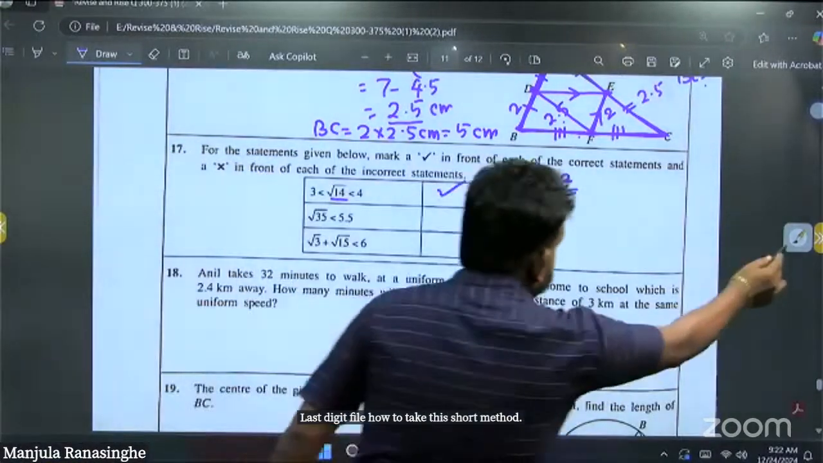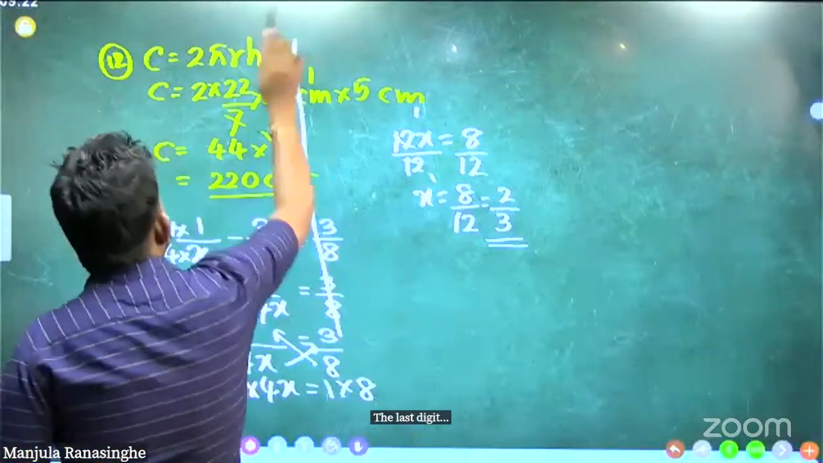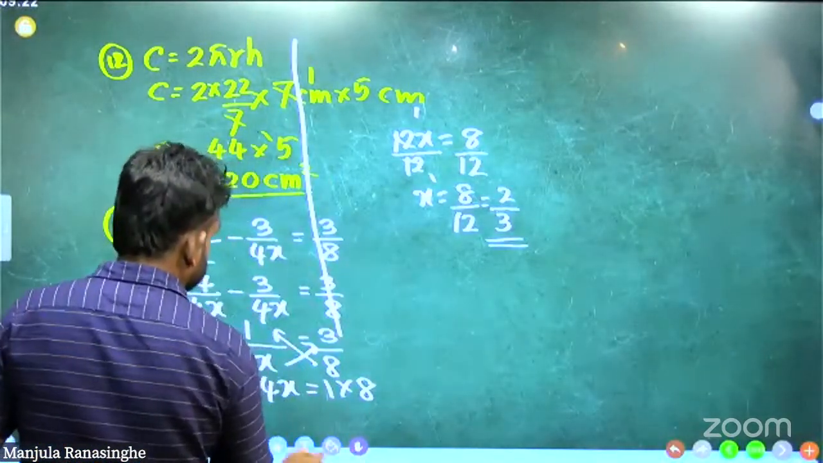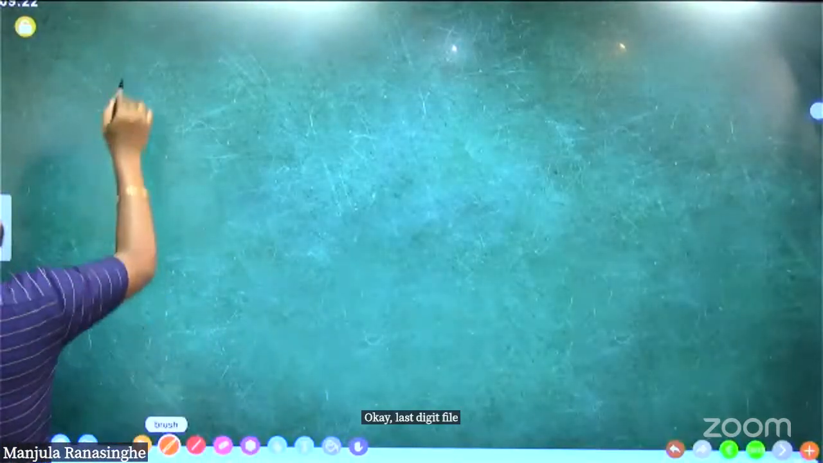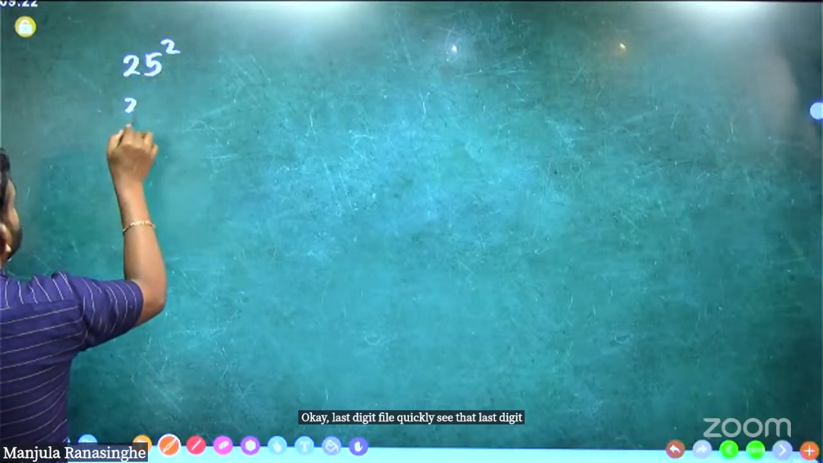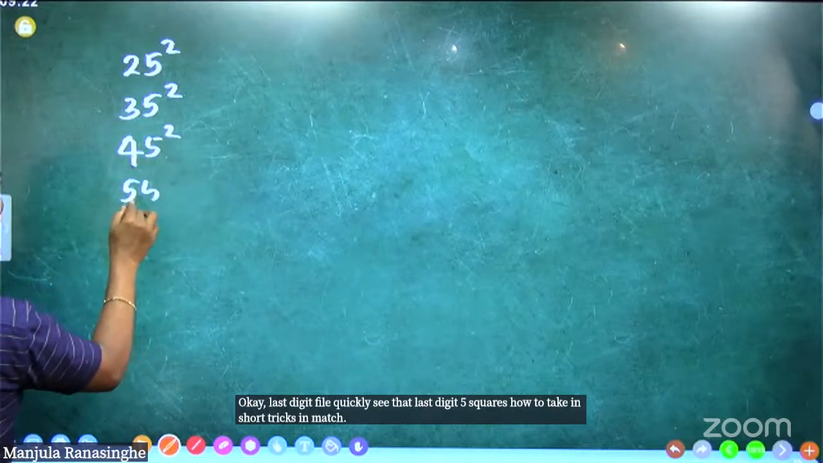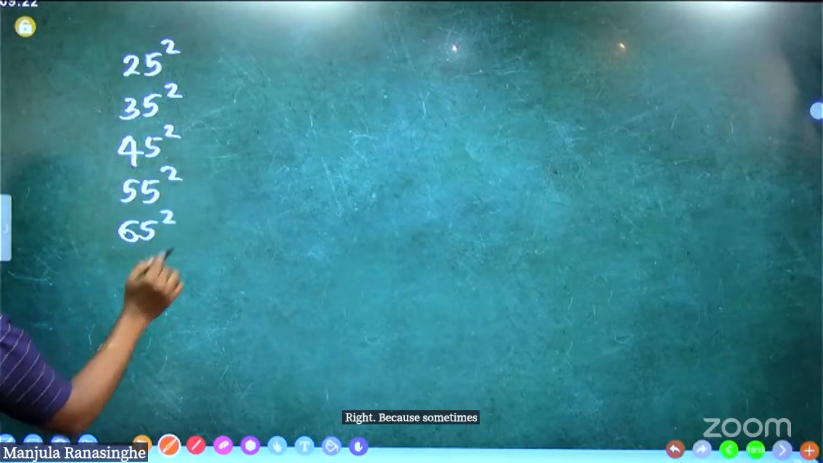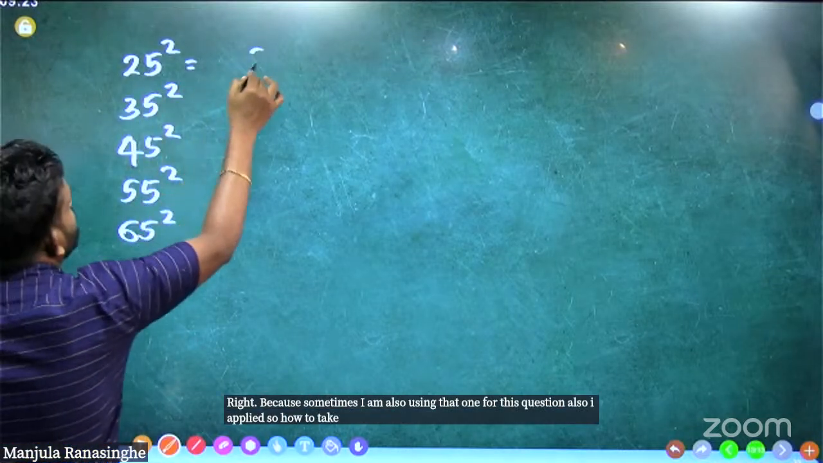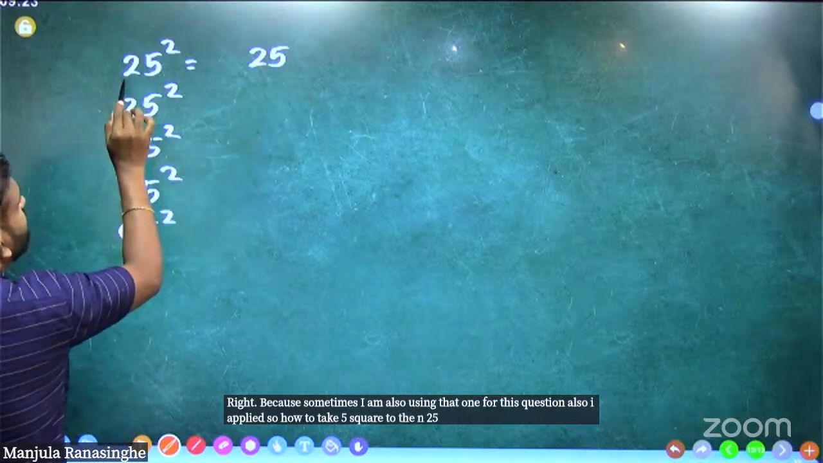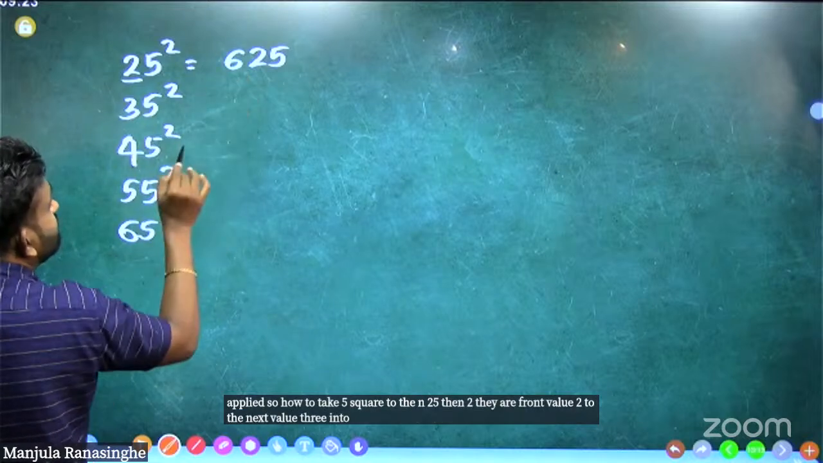Learn this one. The last digit 5, quickly see that. Last digit 5 squares, how to take in short tricks in math. Sometimes I am also using that one, for this question also I applied. So how to take 5 squared: 5 squared is 25, then 2 is the front value, the next value is 3, 2 into 3 is 6, so 625.